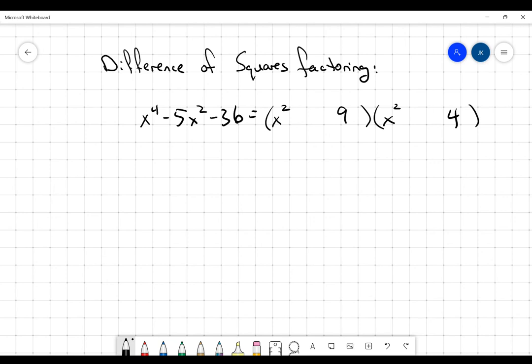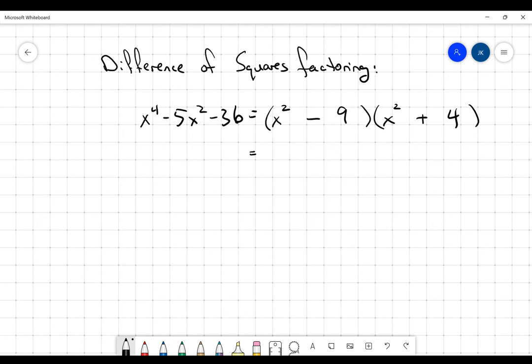Now, I need the product to be negative. So one of these is negative, one of them is positive, and I need the sum to be negative, which means the larger of the two numbers must be the negative one. And there we go. So this factors down into x squared minus 9, x squared plus 4.